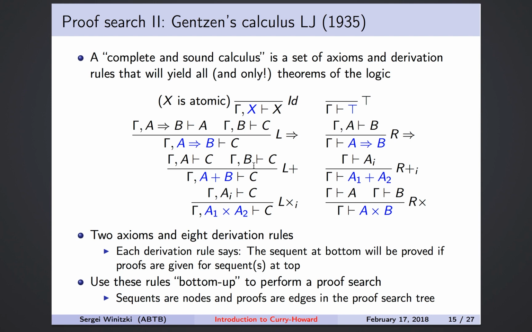And so all these rules work in this way. You can prove what's on the bottom of the fraction if you're given proofs for what's on the top. So these are 8 derivation rules and 2 axioms. We can use this now to make a proof search. How do we do that? We start with a sequent. We see which rule matches that sequent. So the sequent must have something on the left and something on the right. Well, at least one of these. It cannot be empty. So it must be something somewhere.